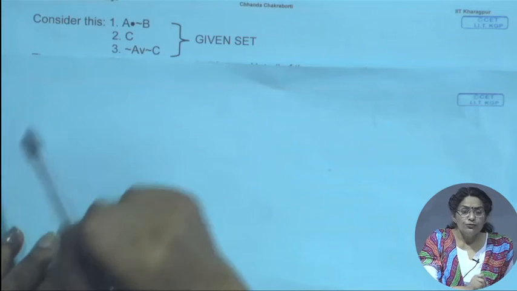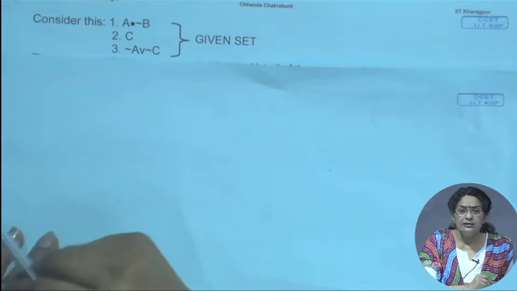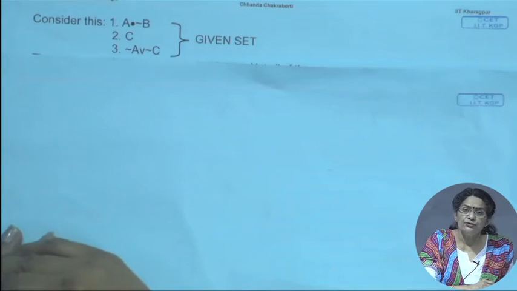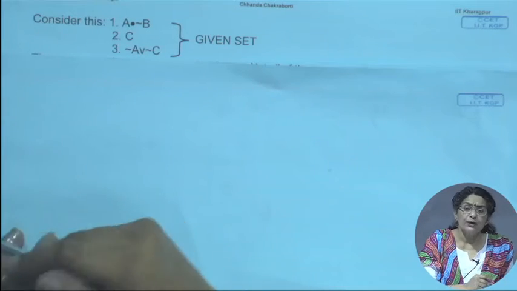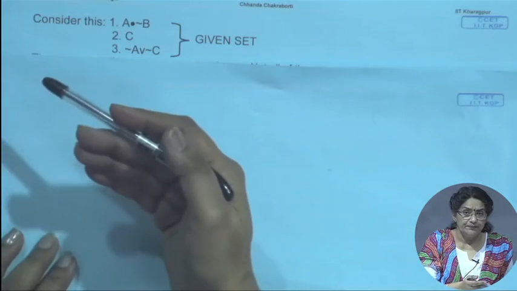Clearly, 2 is already a literal. There is nothing to be done on 2. But 1 is a choice, and 3 is a choice. Where do I start and why?